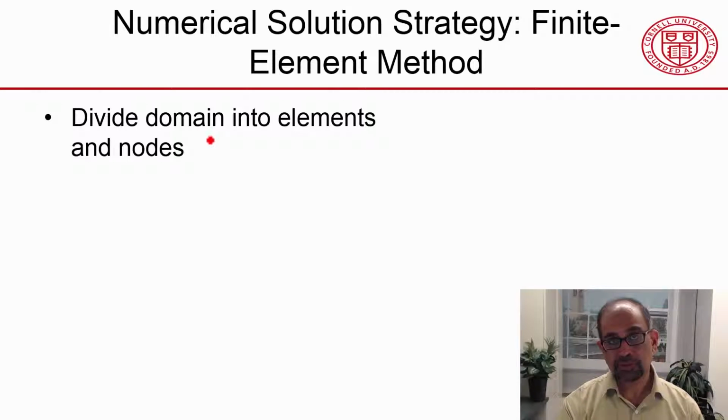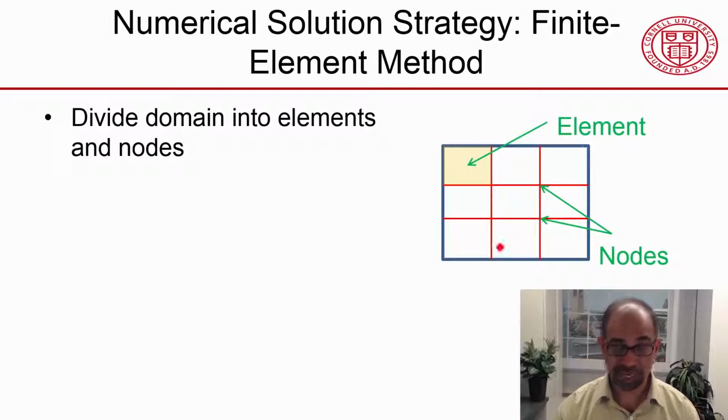So we have to divide the domain into elements and nodes. We have a rectangular domain here, and we divide it into 9 little chunks. Each little chunk is called an element. Here I've highlighted one element. And the corners, I would call them the nodes. So I'll say these are the nodes.